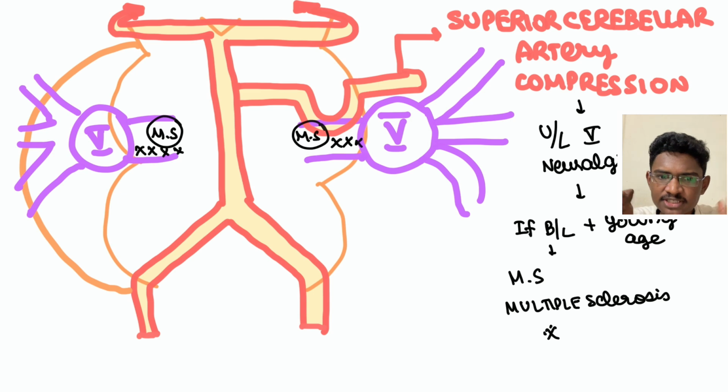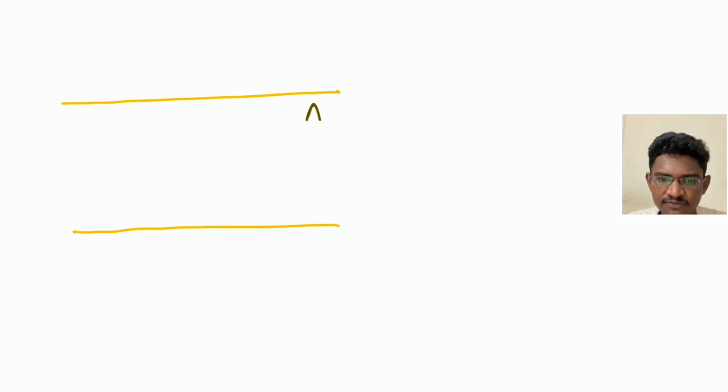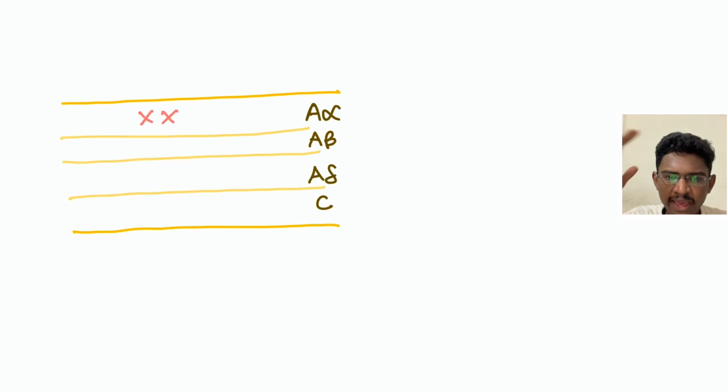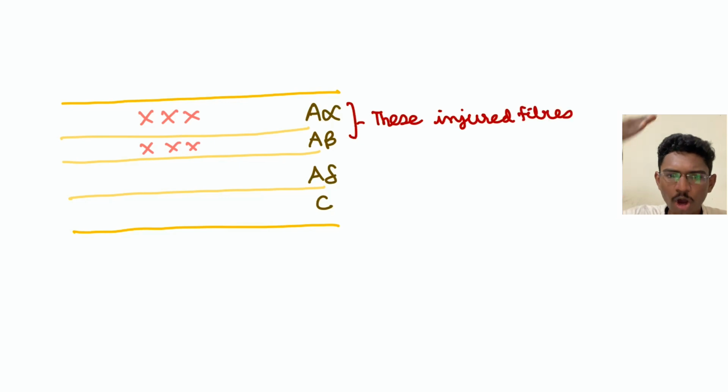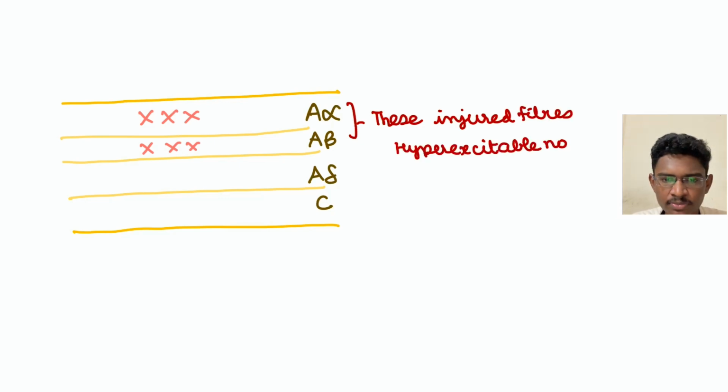Next, so why is this pain happening? Let's see this characteristic feature. If you see here, the fifth nerve, as you know, has A alpha, A beta, A delta and C fibers. All fibers are present in the fifth nerve. A alpha and A beta carry proprioception and all those sensations. Then A delta carries fast pain and C fibers carry slow pain.